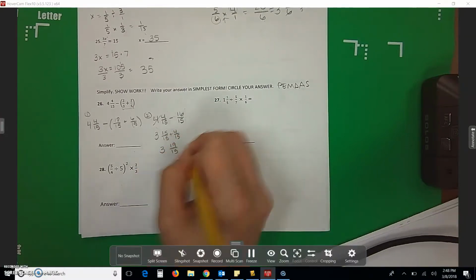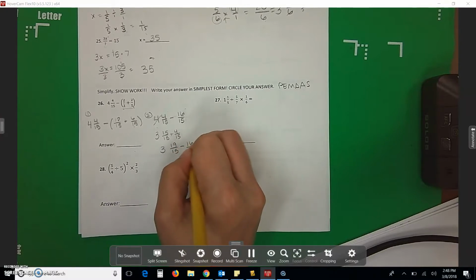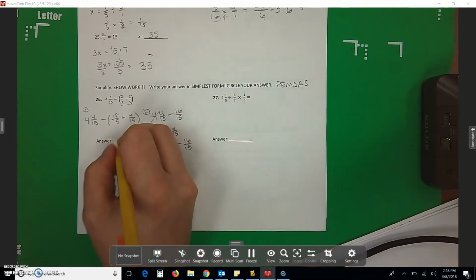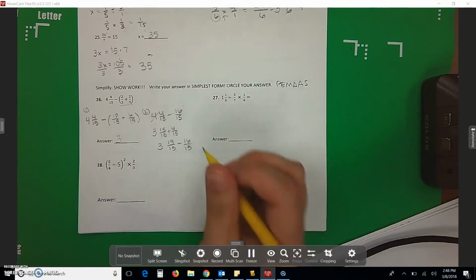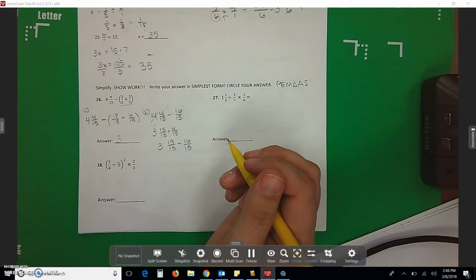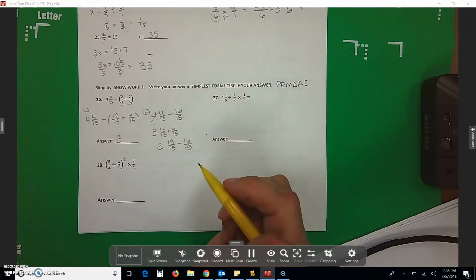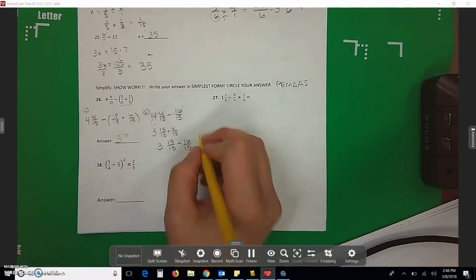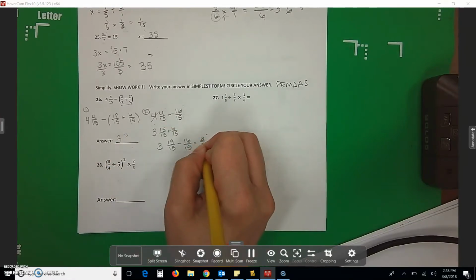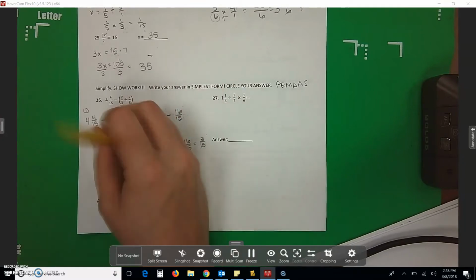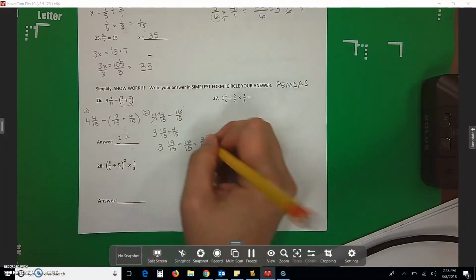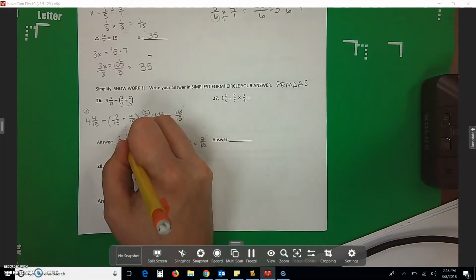19/15 minus 16/15, which I still have from up here. 3, I don't really have anything else to subtract, so I'm going to stay with a 3 there. 19 minus 16 is 3/15, and I can reduce that to get 1/5, because 3 goes into 15 5 times.